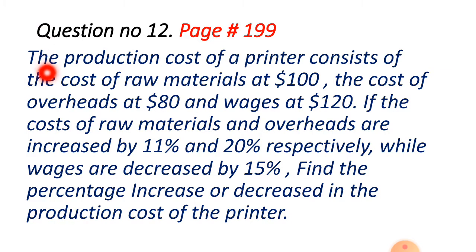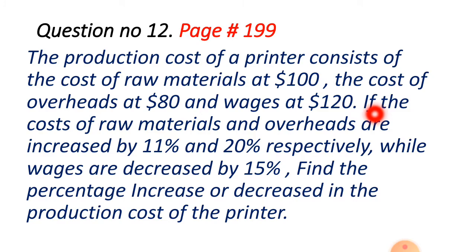Question number 12. The production cost of a painter consists of the cost of raw materials at $100. In this question, there are three data. The first is raw material and the cost is $100. The cost of overhead is $80, the second one. And the wages are $120, the third one. First was raw material, second is overhead, and third is wages.